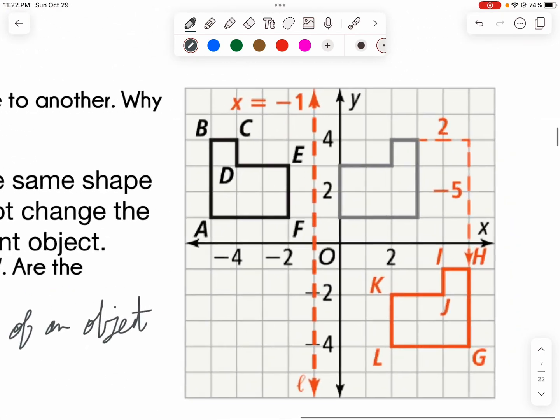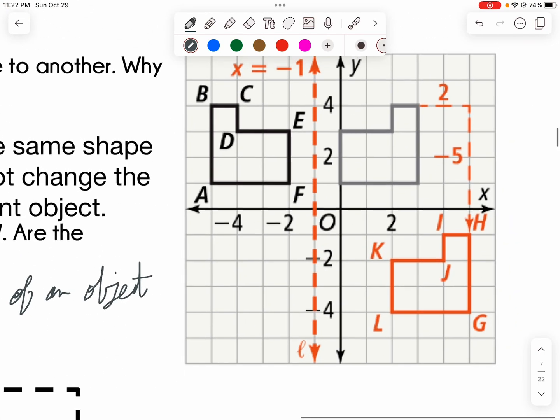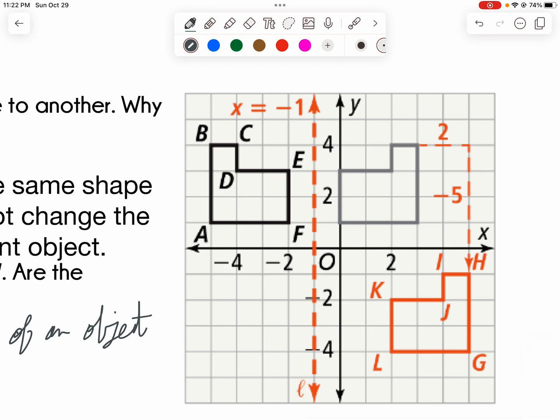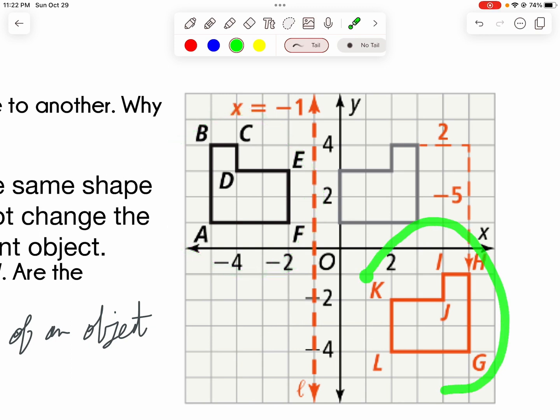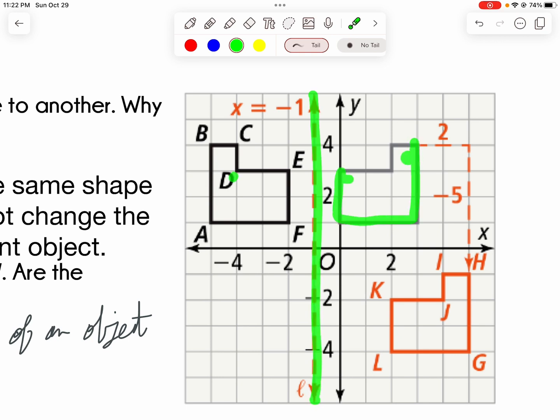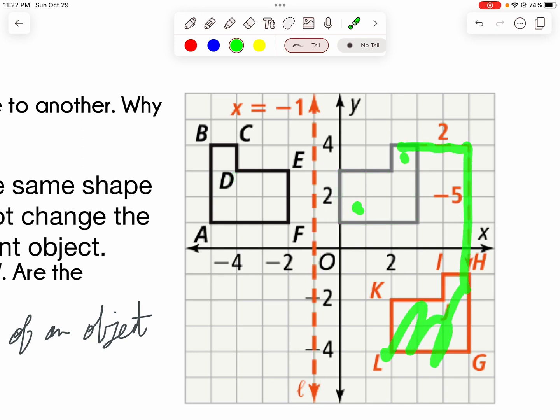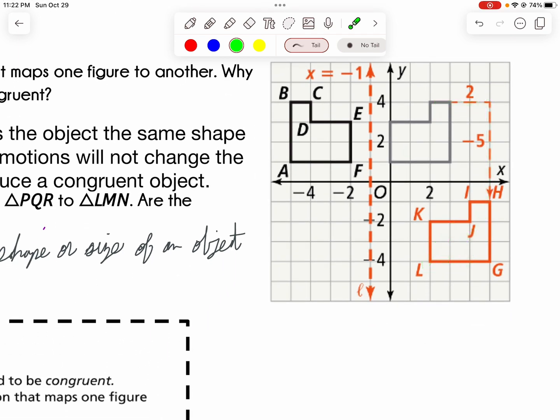Now, let's take a look at this figure real quick. Let's think about the process in which we were able to show that this figure over here, A, B, C, D, E, F, is congruent to this figure over here, G, H, I, J, K, L. How can we tell that this figure is congruent to this one? Well, we just did a series of rigid motion transformations, and you can see them here. We reflected across this line, x equals -1, and it produced the object here. Then we translated right 2 and down 5 here. So we're able to show that these objects are congruent by showing that series of transformations.